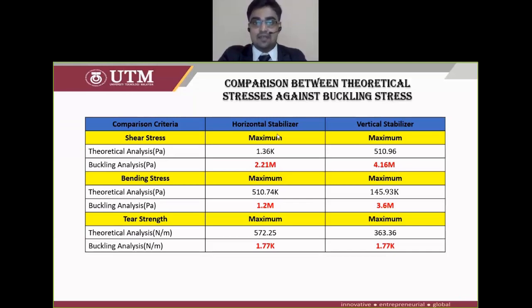Apart from that, tear strength, which is the ability to withstand the effect of tearing, is also tabulated below the shear and bending stresses. The calculated tear stress is much lower than the tear strength suggested by the manufacturer of the EPP foam.